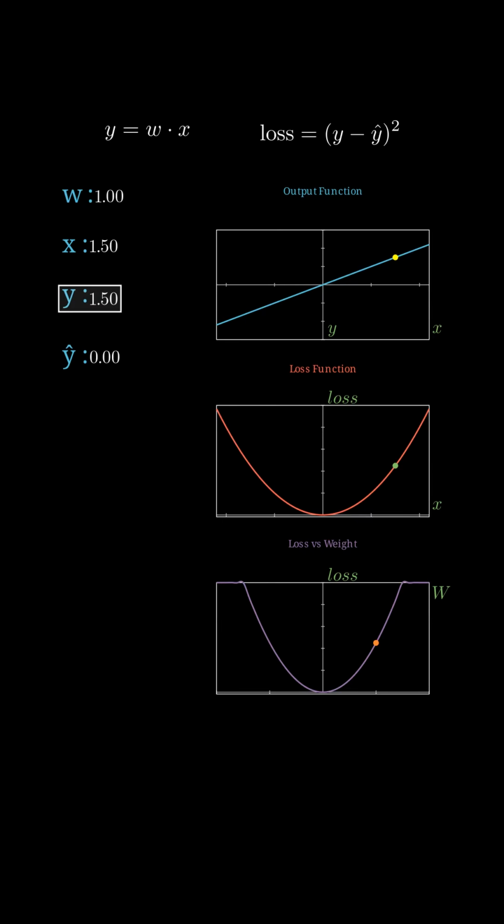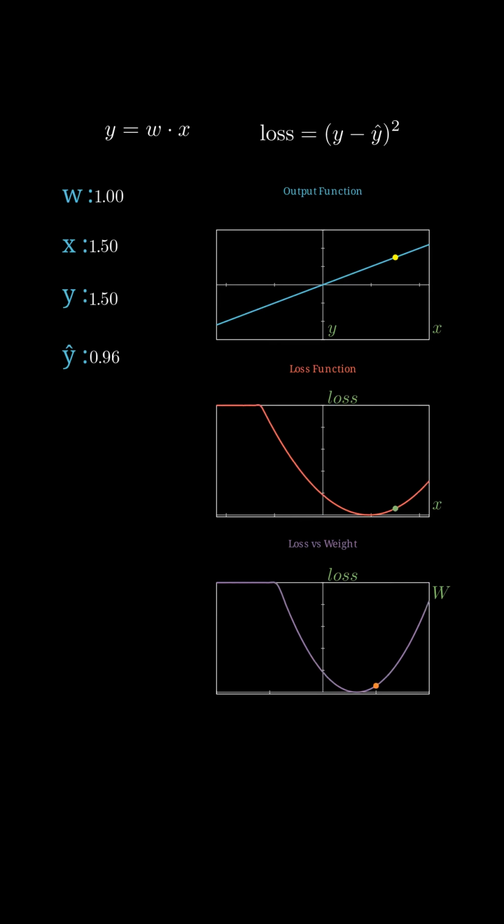Y is the output predicted by our model, based on the current input x and weight w. And y hat is the target value, the correct output we want our model to learn to predict. The objective is to minimize the loss, which is the difference between the predicted and target values. We do it with gradient descent. You can see it in the third graph. The current y hat value is 0, but we can adjust it to observe its impact on the loss.